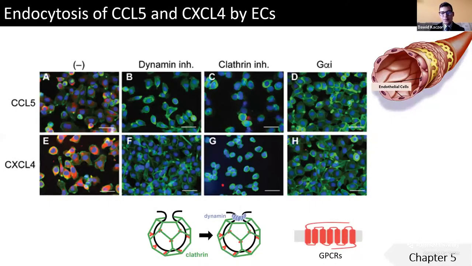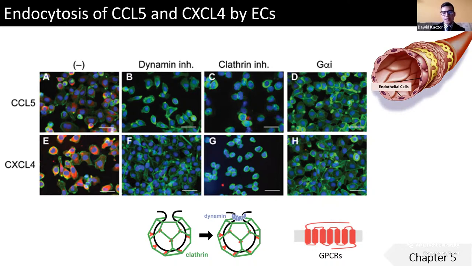In the next chapter, we investigated the interaction of two platelet-derived chemokines, platelet factor 4 and CCL5, with endothelial cells that line the interior surface of blood vessels, whose dysfunction is involved in development of atherosclerosis.